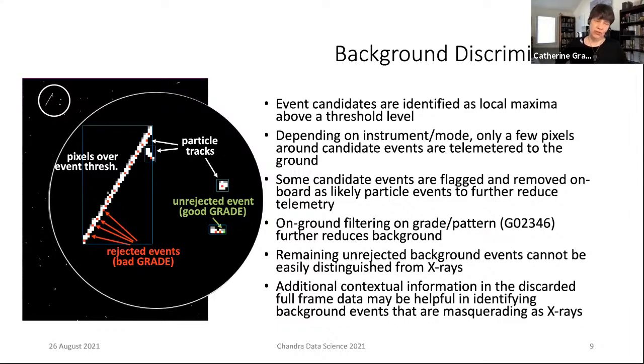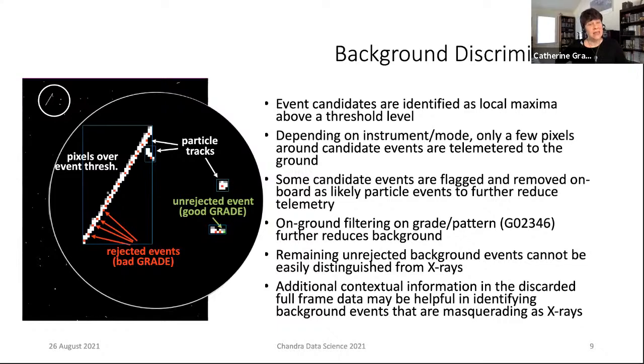And on the left is kind of a visual demonstrating this. The white pixels are pixels that are above the threshold level. The green and red pixels are pixels that are both above the threshold and are a local maximum. The red pixels are events that would be discarded as likely particle background events based on their grade. And there's one green pixel in this image that is actually an acceptable grade and would be part of your event list, even though it is clearly part of a cosmic ray event.